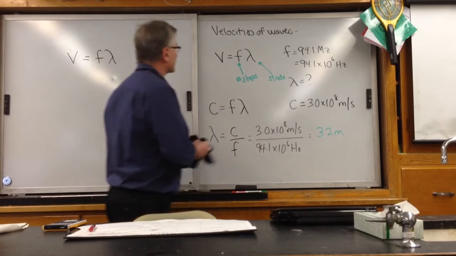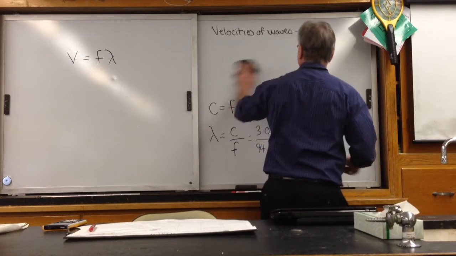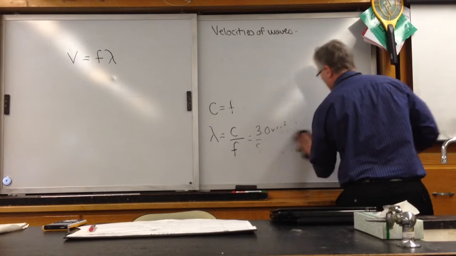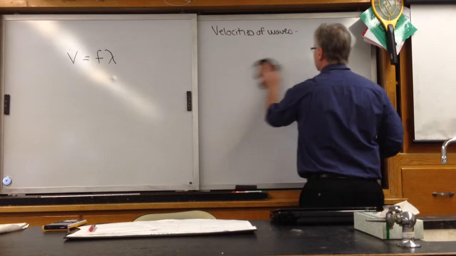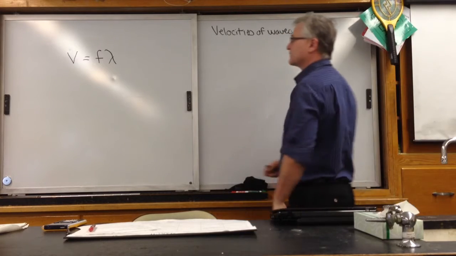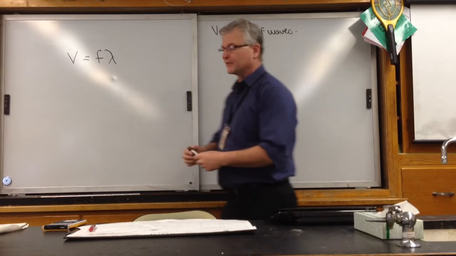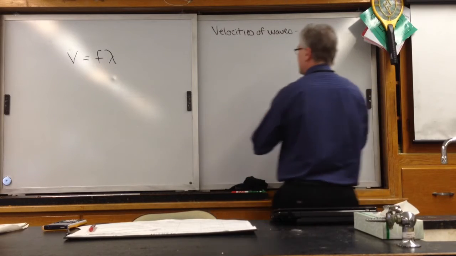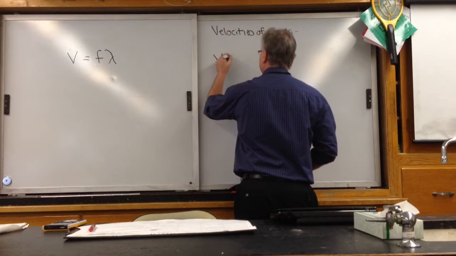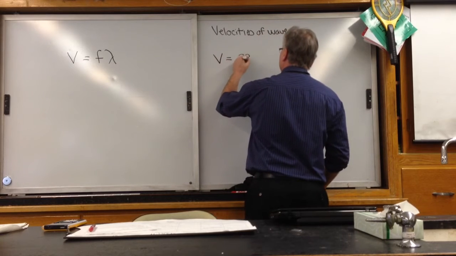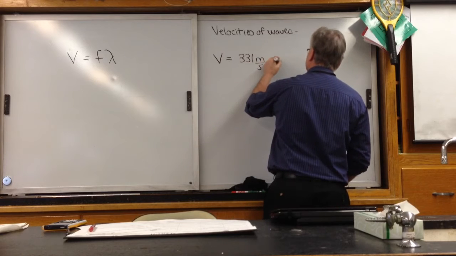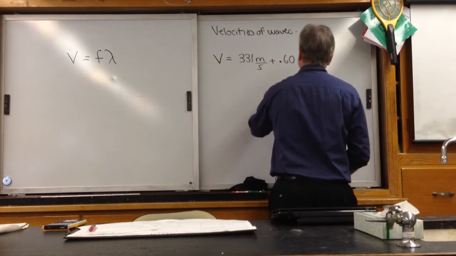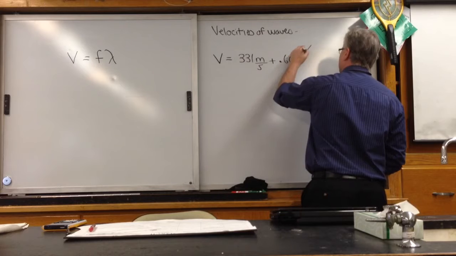All right, now, there are a couple other situations. What about the velocity of sound? And sound is a longitudinal wave, but it still does obey the formula v is equal to f lambda. All right, now, in general, the velocity of sound is given by a formula. It's 331 meters per second plus 0.6 times the temperature. And the temperature is in centigrade.